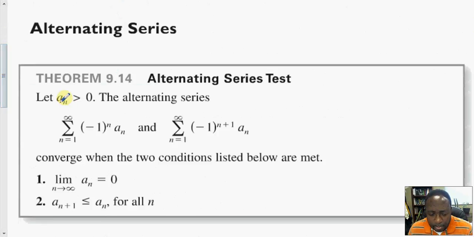Here, let's make sure that a sub n is positive. The alternating series is one or the other, the summation of negative 1 to the n times a sub n, or the summation of negative 1 to the n plus 1 times a sub n. The series converges if both of these two conditions are true. That is, that the limit of the sequence values, you get 0, and also that the sequence values are decreasing. They're getting smaller as you count n.